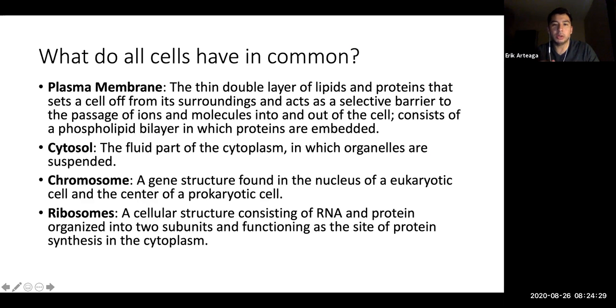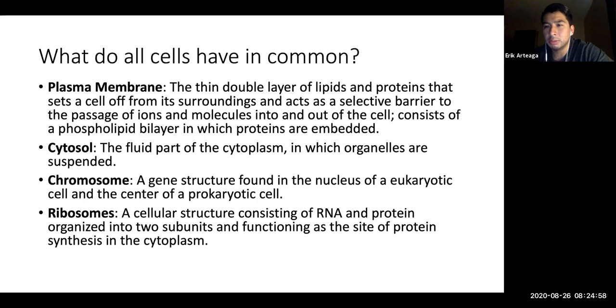All right. So what do all cells have in common? They have a plasma membrane, which is a thin double layer of lipids and proteins that sets a cell apart from the surroundings and acts as a selective barrier to the passage of ions and molecules in and out of the cell. It consists of a phospholipid bilayer in which proteins are embedded. Oh, that was a mouthful. Okay, so plasma membrane, you can think of it as a selectively permeable membrane.